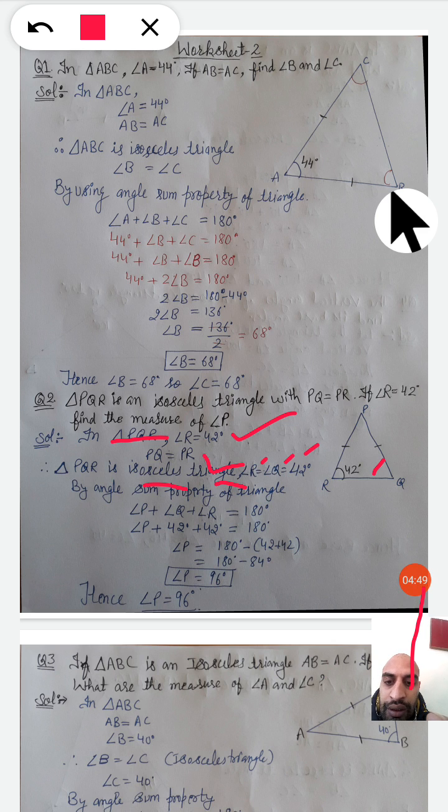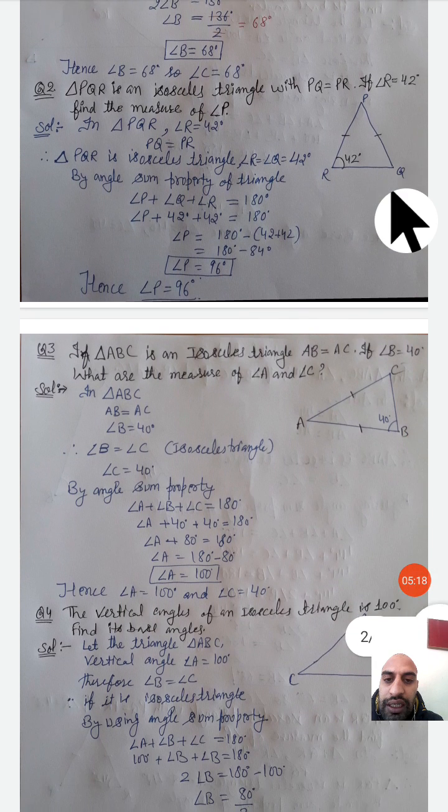Then use the angle sum property of a triangle, that is angle P plus Q plus R must be equal to 180 degrees. Now substitute the values of Q and R. Q is 42 as well as R is also 42. So 42 and 42 become 84. Now subtract 180 minus 84, you will get 96. Hence the value of P is 96 degrees. So in this way you can solve these questions.